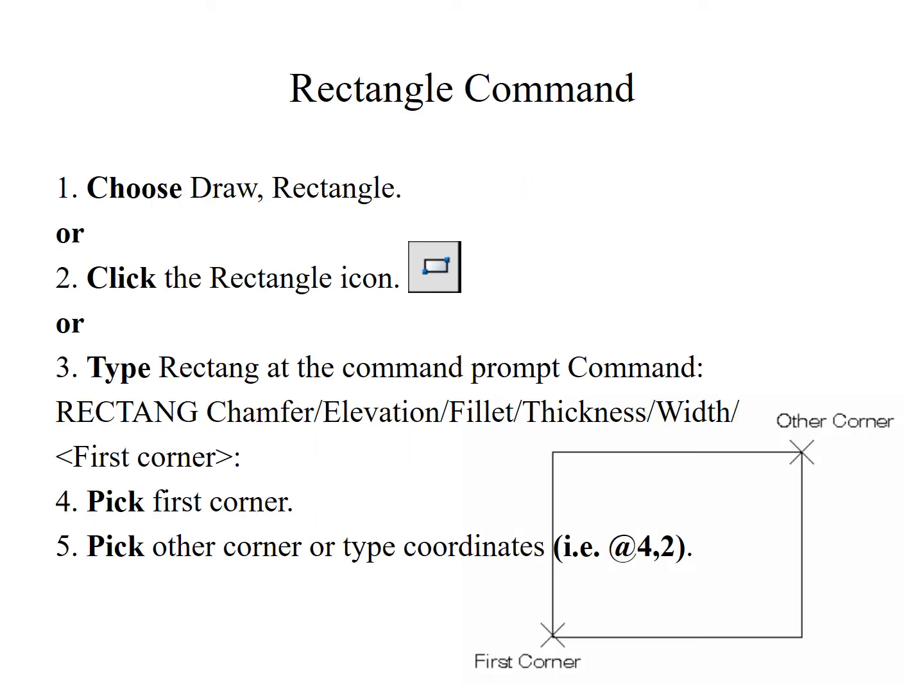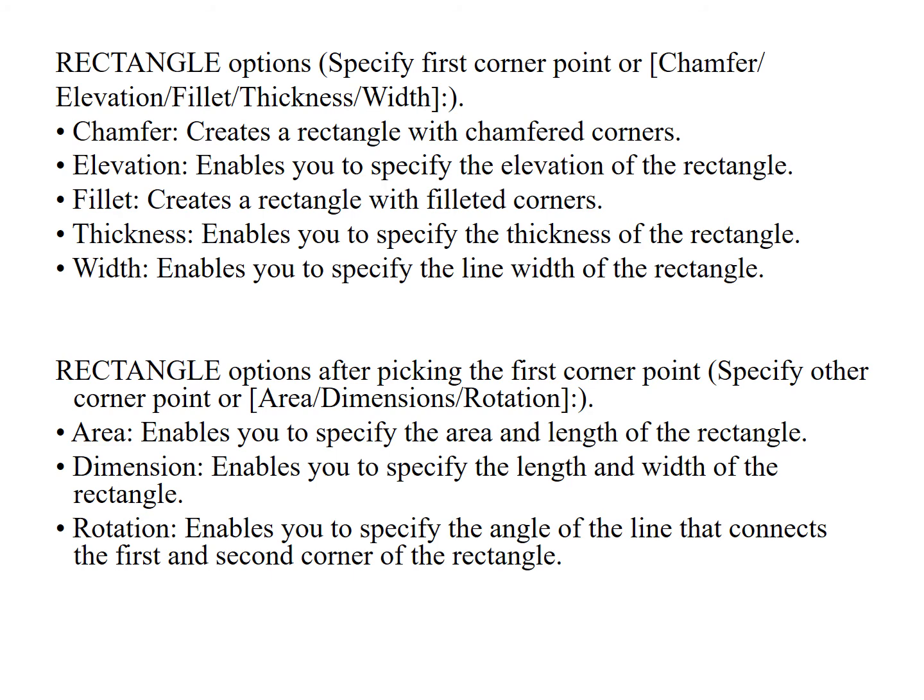This one is the rectangle command window. Choose the draw menu, select rectangle, click the rectangle icon directly, or type rec or rectang at the command prompt. Which provides different options under the rectangle command: chamfer, elevation, fillet, thickness, width. So pick the first corner, pick the other corner, or you can directly type the coordinates, suppose the left top coordinates and the right bottom coordinates. So you provide the diagonal endpoints, which generates the rectangle directly.